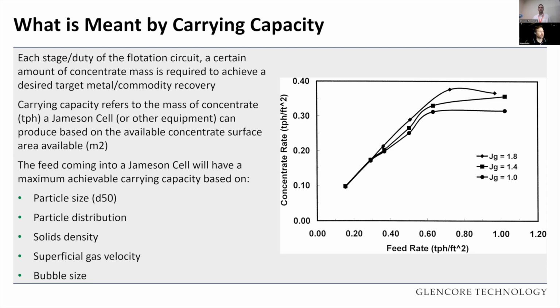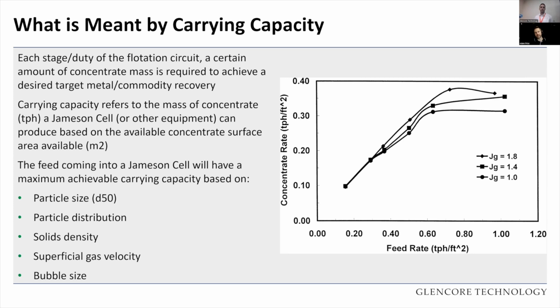What plays a part in the maximum potential carrying capacity that can be achieved is basically different for every feed, and as scenarios change, there will be a different maximum carrying capacity achievable. This is because multiple things play a part in that number. These include the particle size, the particle distribution, solids density, the superficial gas velocity, and the bubble size.